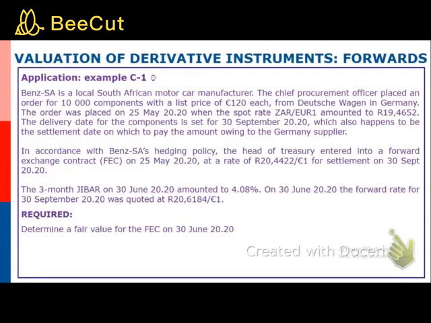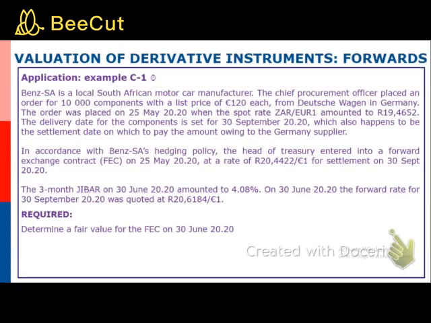So let's have a look then at an example. Benz SA is a South African motor car manufacturer that needs to import a specific component from a manufacturer in Europe. And so they place an order and enter into a sales agreement with this German manufacturer, and they do that on 25 March 20x20 to purchase 10,000 components at a list price of 120 euros each. Now, on that day, the spot rate in the currency market between the rand and the euro, and remember this is a direct quote, is 19 rand 46.52 cents to 1 euro. So it's a direct quote.